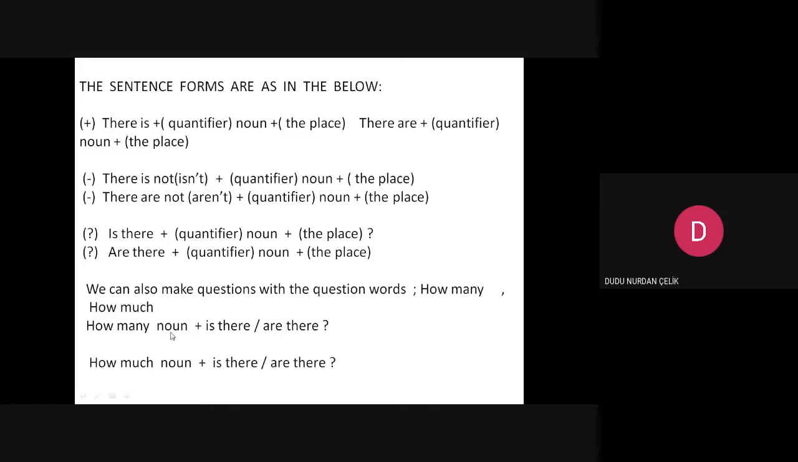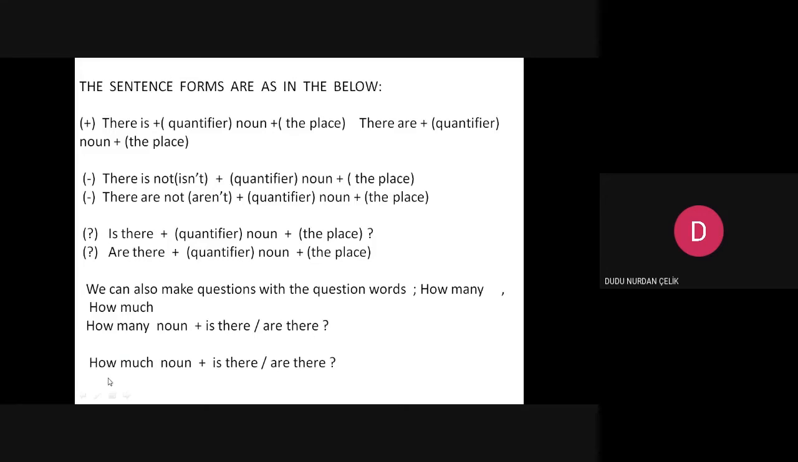How many people? How many apples? How many desks? Is there or are there? But we always or generally use are there. If we are sure that there is just one, then we can ask is there. How many students is there? One? Okay, we know that there is one, so we can ask with is there. But in general, we usually say how many students are there.